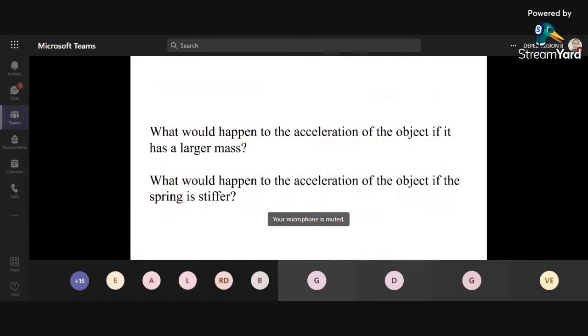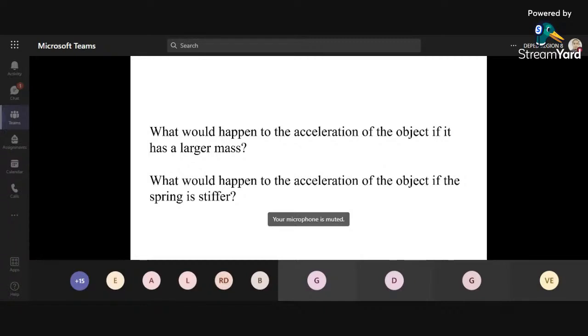Here we have 2 questions. Okay, what would happen to the acceleration of the object if it has a larger mass? Okay, so kung bugat kayo ang object, how would you describe the force needed in order to accelerate the object? Anyone? Mas need og ako nga force, sir.